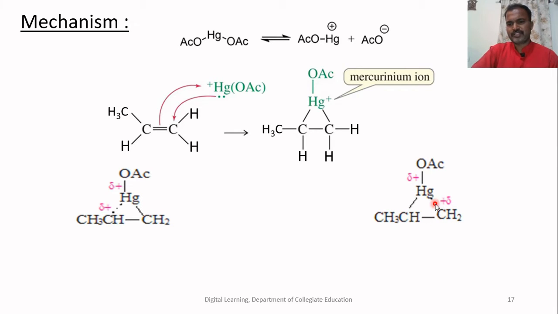Because of the ring strain and the presence of partial positive charge, this intermediate becomes more reactive and gets attacked by water. The water may attack either this carbon having a partial positive charge or this carbon having a partial positive charge. Usually the attack occurs at the more substituted carbon of the bridged mercuranium ion, because the charge on this carbon is stabilized by the positive inductive effect of this CH3 group.